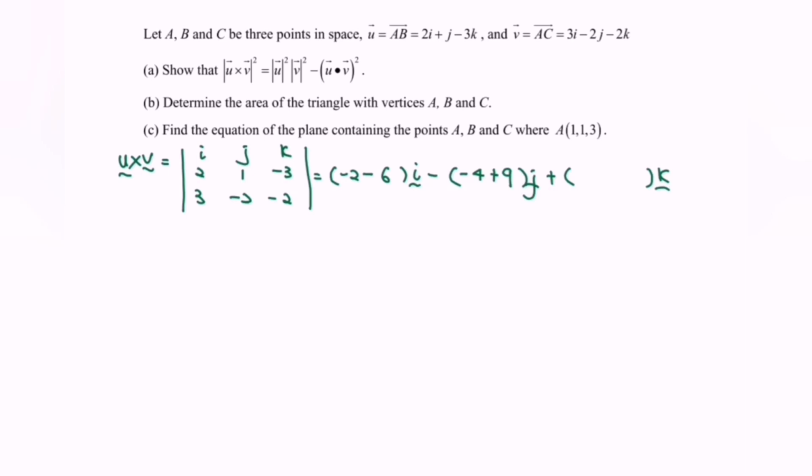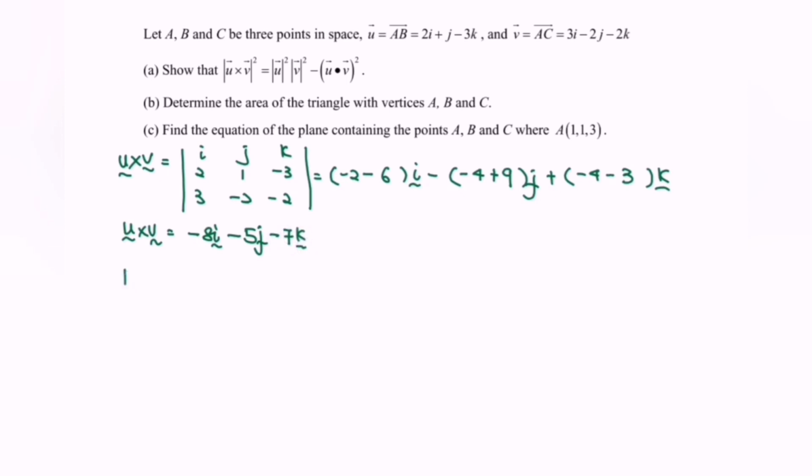Close up the k, i cross with the j. So we will have -4 minus 3 multiplied with the 1, so we will have -3. So u cross with the v, we will have -8i, -5j, -7k. So here we have the normal.